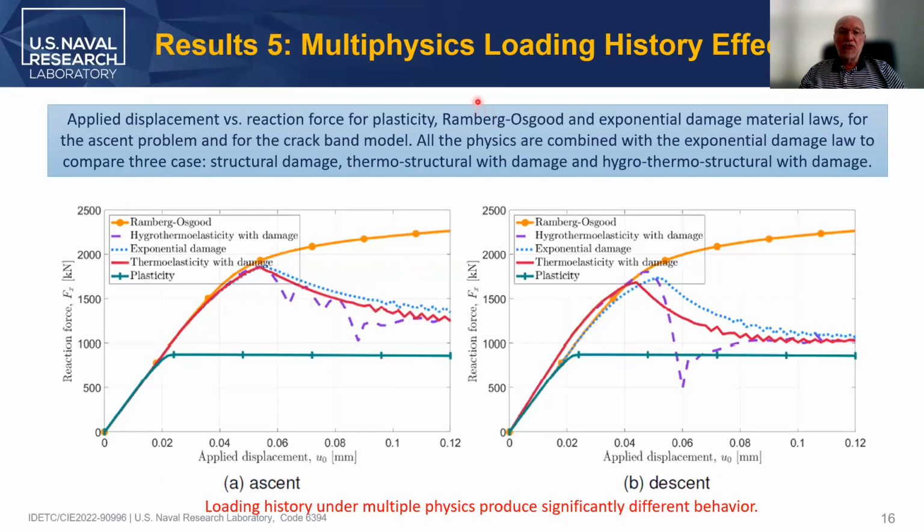Next, I would like to show you again the loading history effect, the ascent versus descent, for the various considerations of the multiphysics. And again, here we do have, as you can see, especially for the hygrothermoelastic case, which is the purple line, significant variation between ascending and descending.